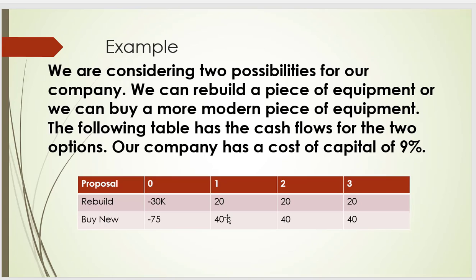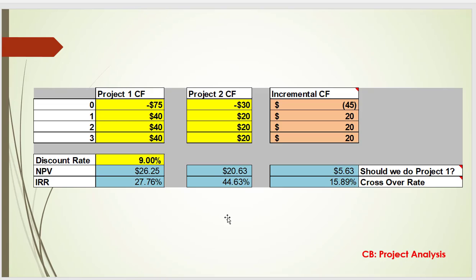So here we have two possibilities. You can rebuild an asset or you can buy a new asset. And of course we have our cash flows here. The cost of capital is 9%. One of the worksheets that we have is the capital budgeting project analysis worksheet. In this case, put in the cash flows, negative $75 followed by 40s, negative 30 followed by 20s.